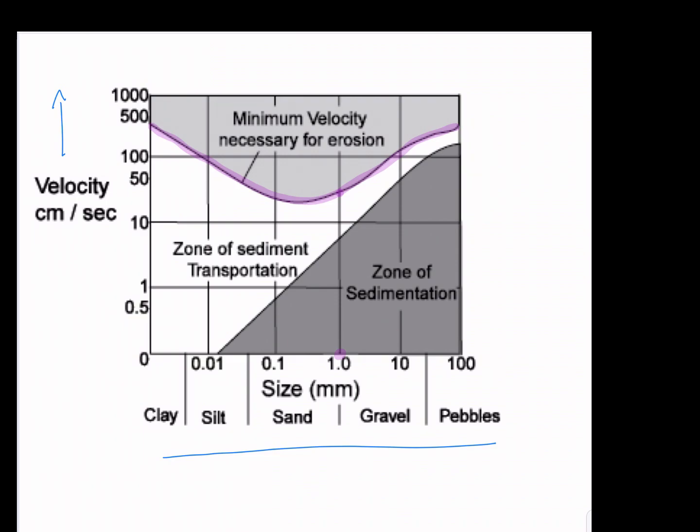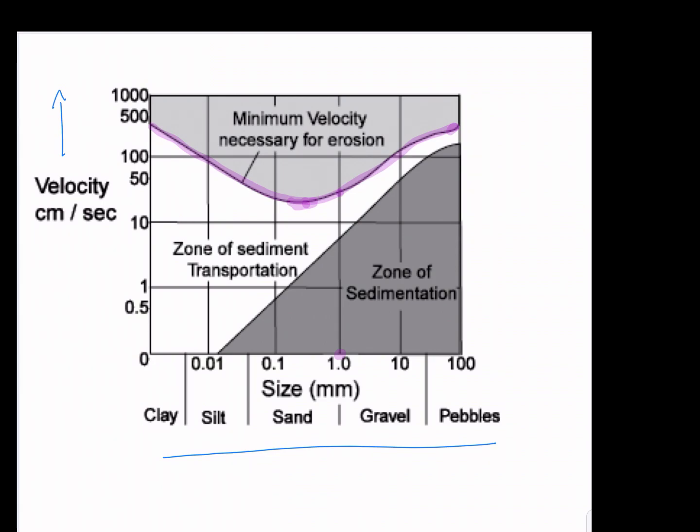So remember, a lot of what we're talking about here is the ability to pick things up, to transport it, and then to drop it off. So the easiest things to move are actually sand. So sand to small gravel has the lowest velocity necessary for it to be entrained or picked up. Pebbles, however, have a very high velocity that's necessary to pick them up, and that's because they're heavy.